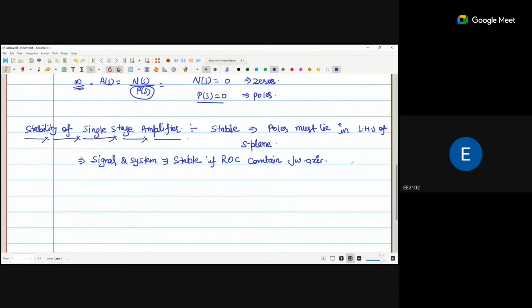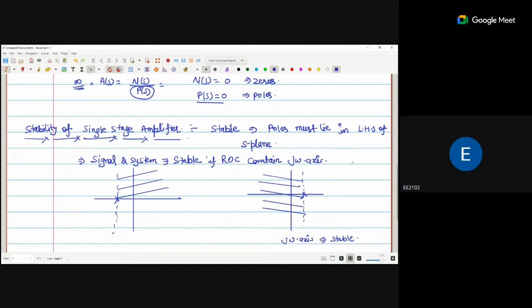If we are talking about a left-sided signal, the poles will be like this, and my ROC will be this one, extending toward the left side. That contains the j omega axis, so I can say my system is stable. Or I use this type, where this is the ROC and my signal is a right-sided signal. Again, that contains the j omega axis.